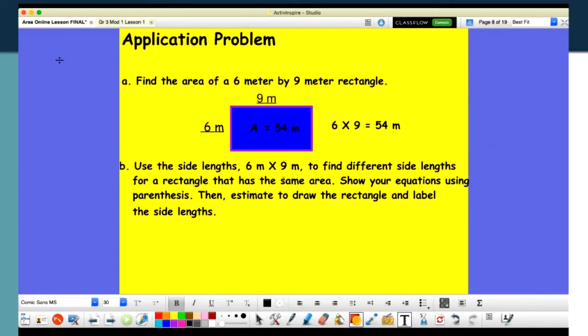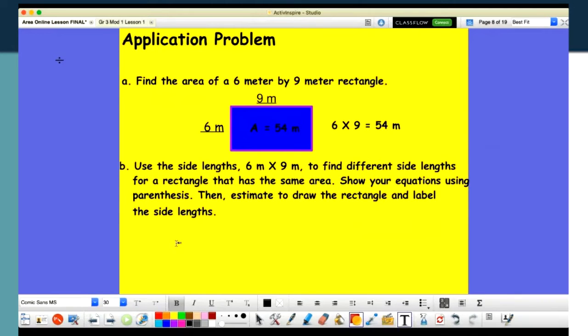And as a reminder, if you come to a fact that you do not know, we all know some strategies. You can draw out equal groups. You can draw an array that can help you find the answer. So if we look at part B, it says use the side lengths 6 meters times 9 meters to find different side lengths for a rectangle that has the same area. Show your equations using parentheses. Then estimate to draw the rectangle and label the side lengths.